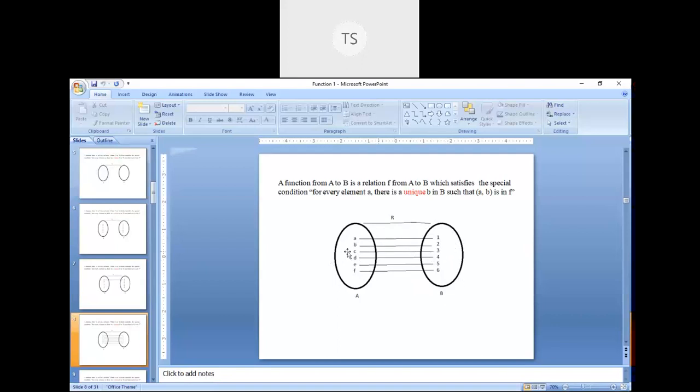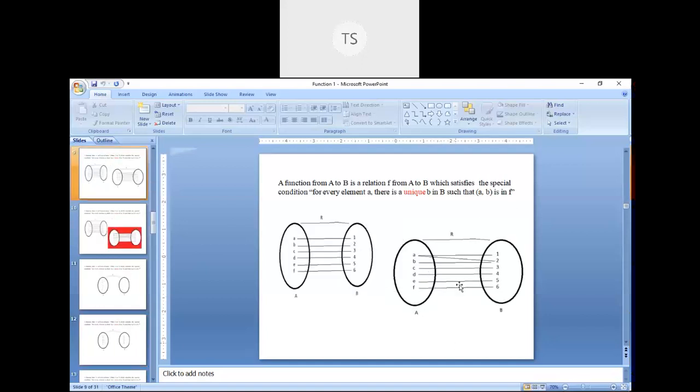If you look at this diagram, it is clear that a has only one image, which is 1. Similarly, b has only one image, 2. Each element a, b, c, d has a particular, different image under R in the second set B. Is it clear? Each one has a particular image.